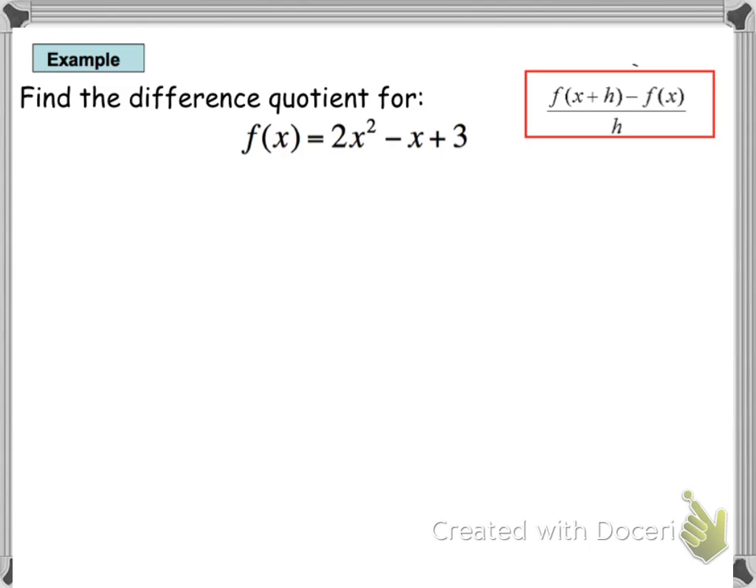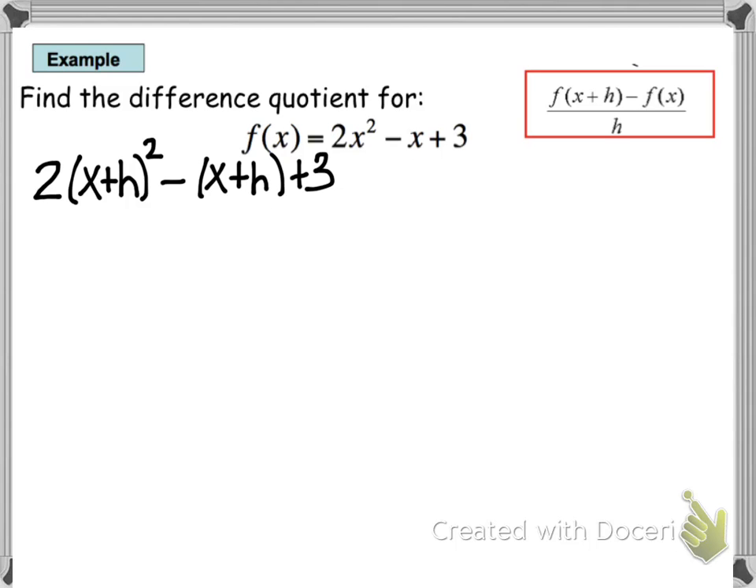Let's go ahead and take a look at one more together. So now we are finding the difference quotient again for another one. So just as last time, we start with that f of x plus h. So let's go ahead and find f of x plus h. That means we're going to take 2, and then we're going to be multiplying it by x plus h squared, minus x plus h, and don't forget to put it in parentheses, plus 3. And again, this is my f of x plus h piece.